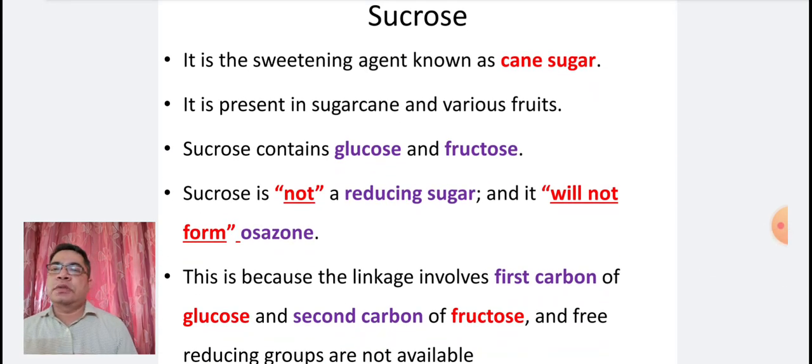Coming to the first disaccharide, sucrose. It is the sweetening agent known as cane sugar. It is present in sugar cane and various fruits. Sucrose contains glucose and fructose. Sucrose is not a reducing sugar and will not form osazone. This is because the linkage involves the first carbon of glucose and the second carbon of fructose, and therefore free reducing groups are not available.